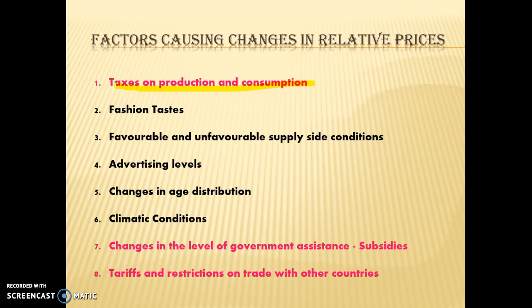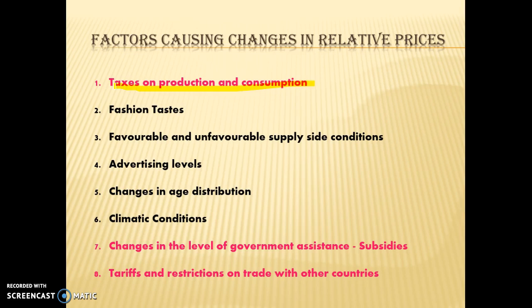Changes in age distribution can also change relative prices. What I mean by that is, looking at older people, the prices of products that older people are more likely to buy are going to increase if there is an increase in an ageing population. Climatic conditions, natural disasters, floods can affect the relative price of agricultural products. Government assistance, subsidies: if we provide subsidies to certain industries, their relative price will fall. And tariffs and restrictions on trade with other countries can also affect relative prices. So if we put a tariff on, for example, PlayStations coming in from Japan, then their relative price will increase.